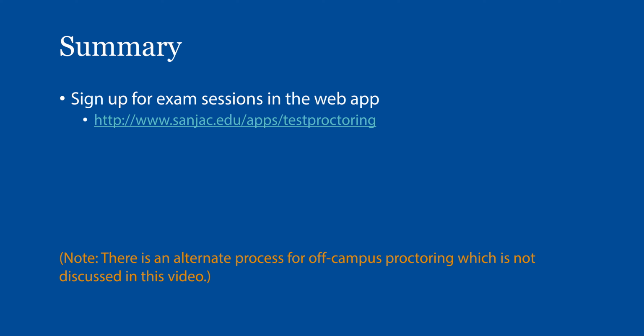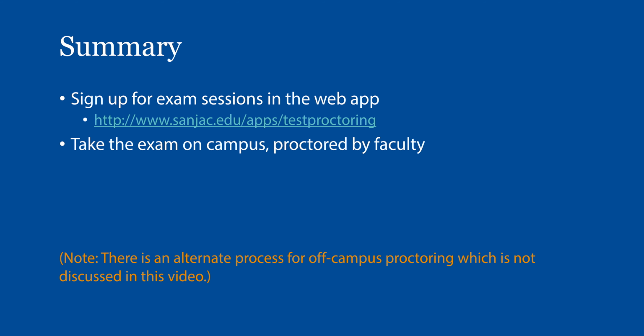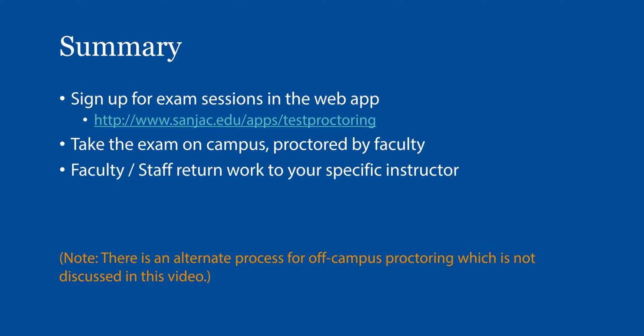1. Students sign up for exam sessions using the exam proctoring web app. I'll show you that in a moment. 2. Students go to the campus location and take the exam with the college faculty as proctors. And then 3. The faculty will collect the written work and return it to the instructor if they ask for it. Luckily, the last phase doesn't require any action from you, so I'll focus mainly on the first 2.